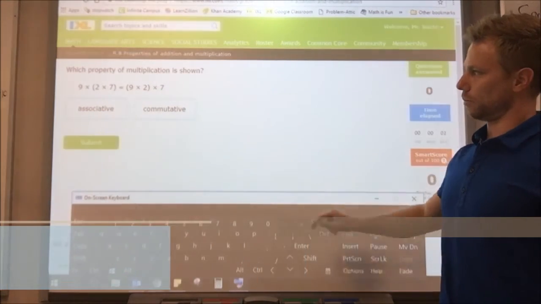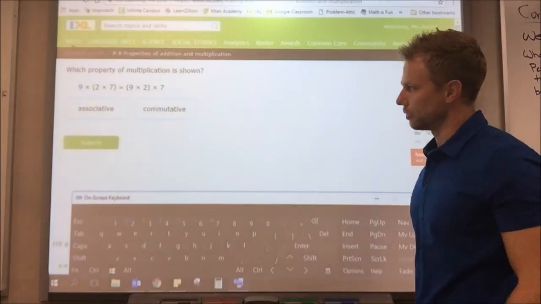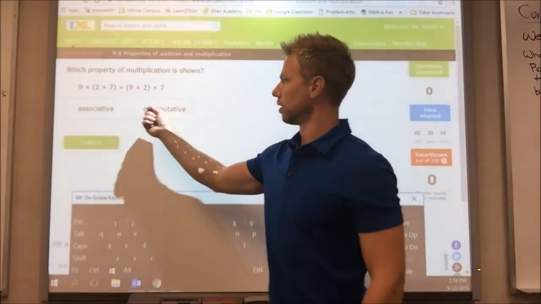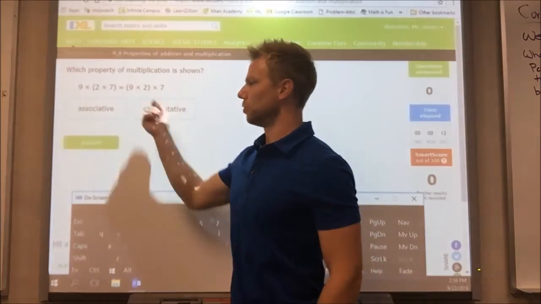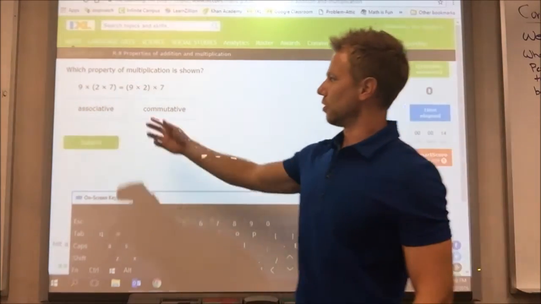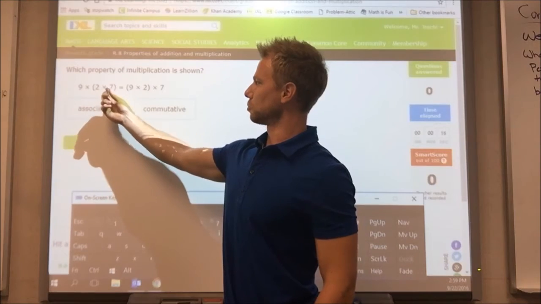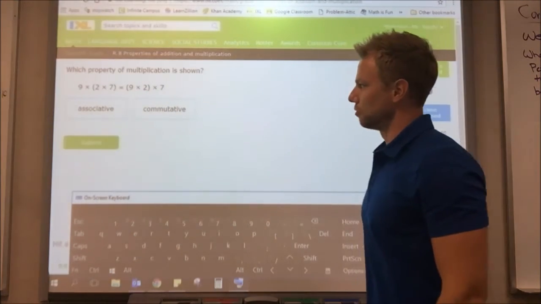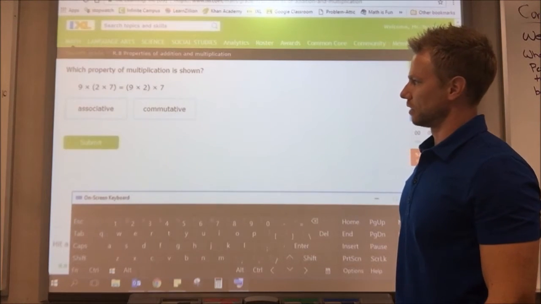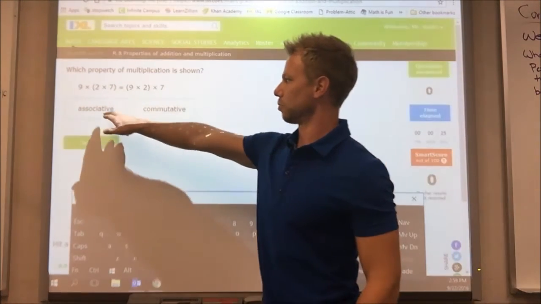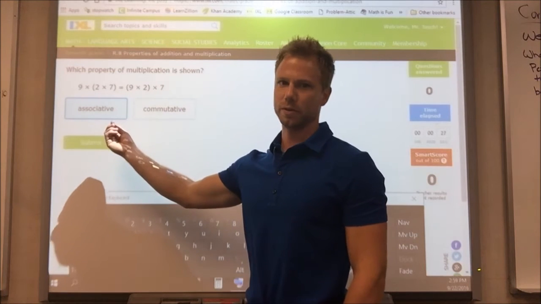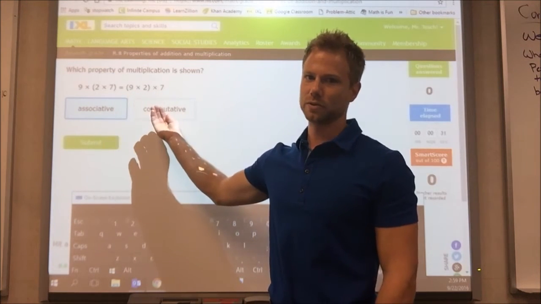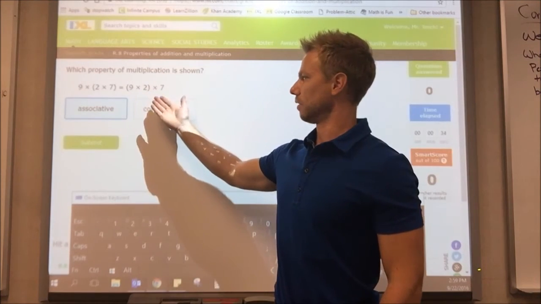Okay, this one is talking about properties. Which property is shown? Okay, I have the same numbers in the same order. The only thing that's different is they moved the parentheses. So on the left side, I would multiply 2 and 7 first. On the right side, I would multiply 9 and 2 first. Okay, that is an example of associative property. What two numbers am I putting together first does not affect what two numbers I multiply second.